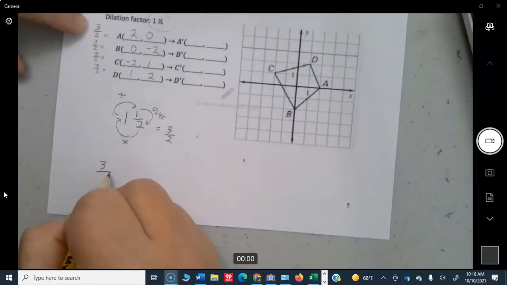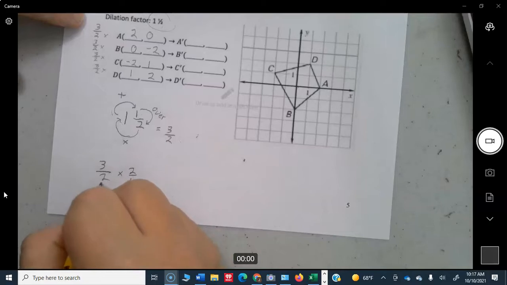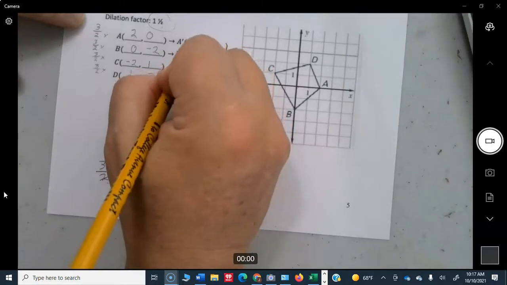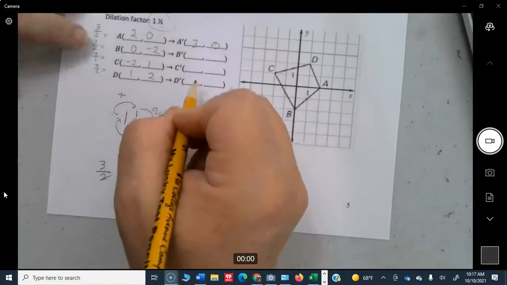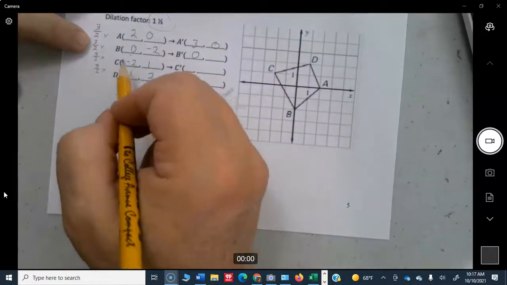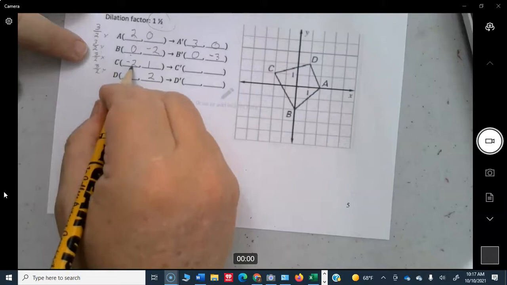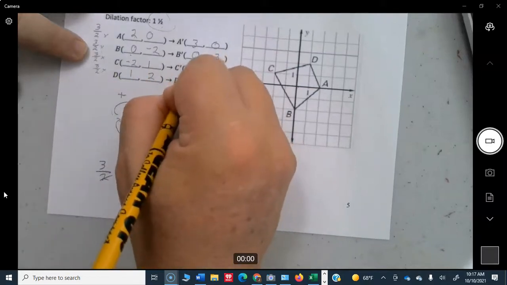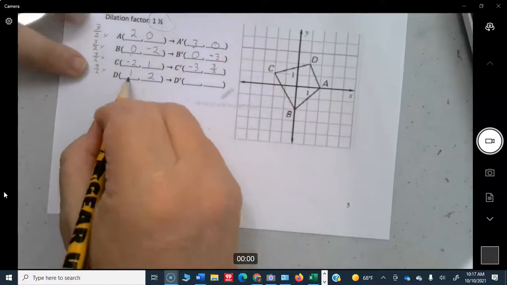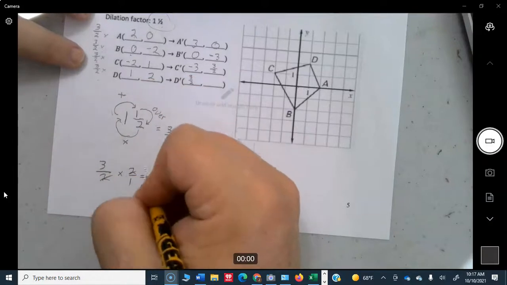3 halves, I'm doing this first one right here, times 2. You put a 1 underneath it to make it a fraction. The 2's cancel, and you end up with 3 over 1, which is 3. So this becomes a 3. 3 halves times 0 is 0. 3 halves times this 0 is 0. 3 halves times negative 2 is the same as this one, except it has a negative sign, so it becomes a negative 3. 3 halves times negative 2, same thing, is negative 3. 3 halves times 1 is 3 halves, or 1.5. 3 halves times 1 is 3 halves. 3 halves times 2, we did that up here already, and that's going to be 3.